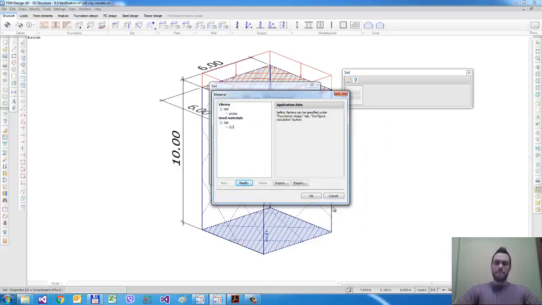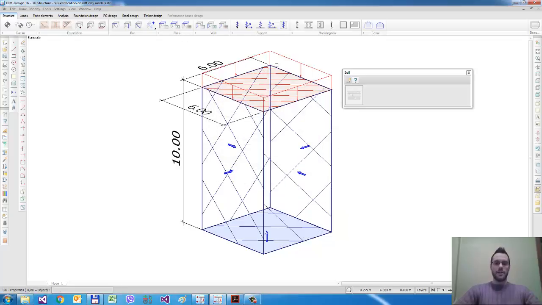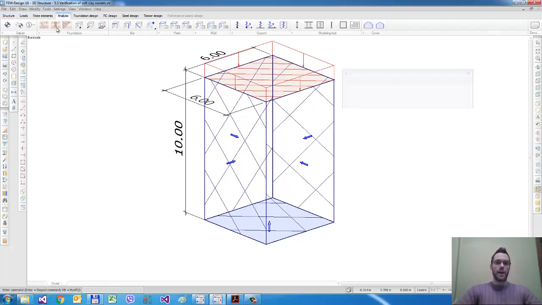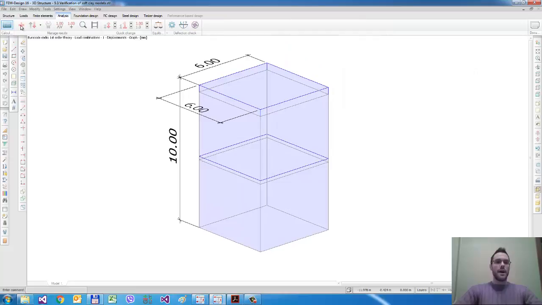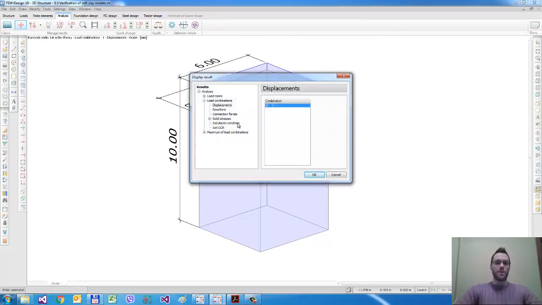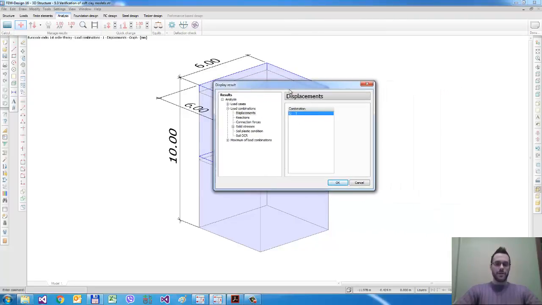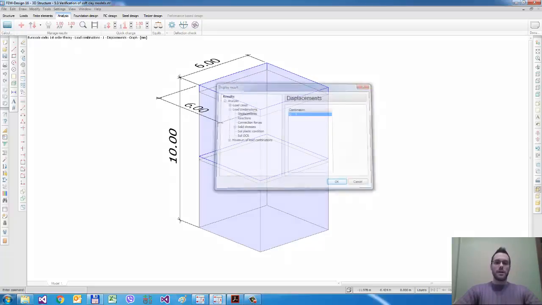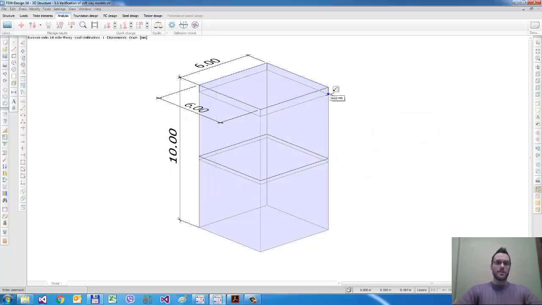So for this example I neglected the self-weight of the soil, so this behavior is just under this uniform distributed load at the top. So in this case, if I run the nonlinear calculation, just phase 2 will occur, because in this case there is no self-weight of the soil. So I just would like to get the results based on the nonlinear, stress dependent elastic behavior of the soil. So we have the settlement.